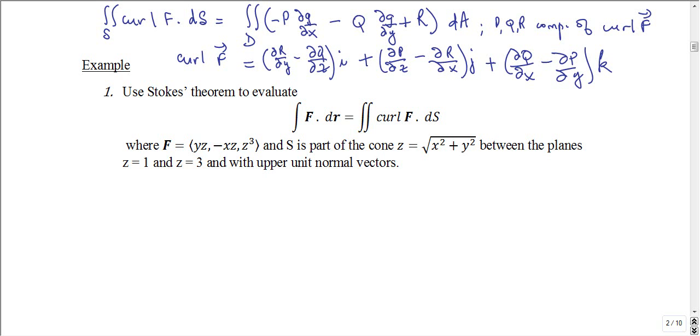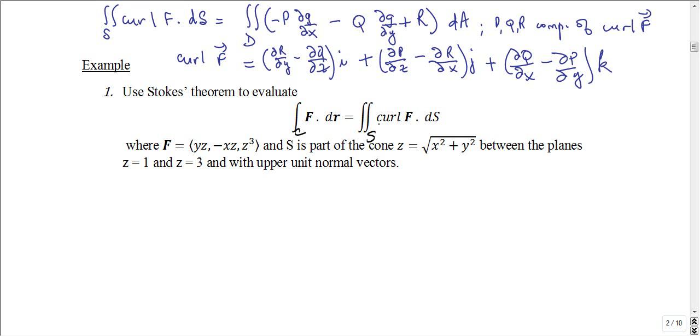Okay, let's do it. Use Stokes' theorem to evaluate this line integral over C, equals the double integral over S of curl F dot dS, where F is this vector field and S is the part of the cone z equals square root of x squared plus y squared between the planes z equals 1 and z equals 3, and with upper unit normal vectors.